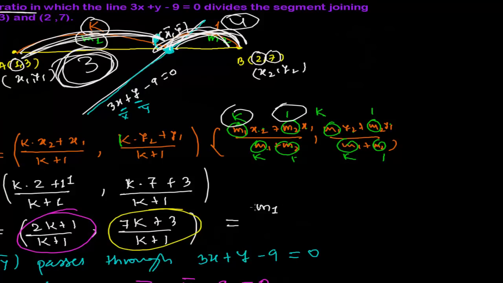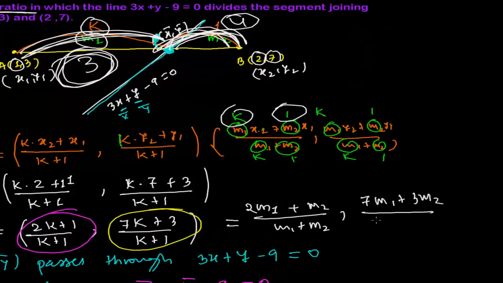You'll get (2m1 plus m2) divided by (m1 plus m2), and here you'll get again (7m1 plus 3m2) divided by (m1 plus m2). Right, now you got this point.